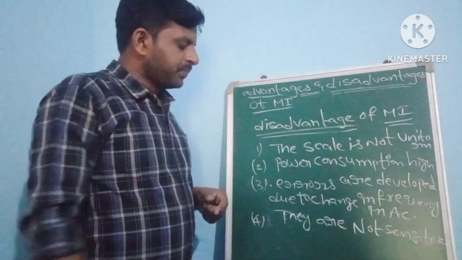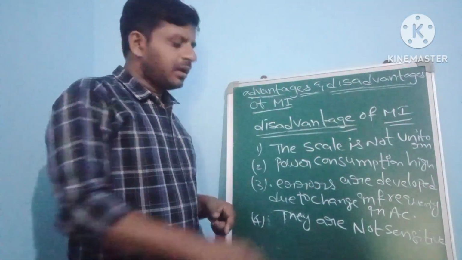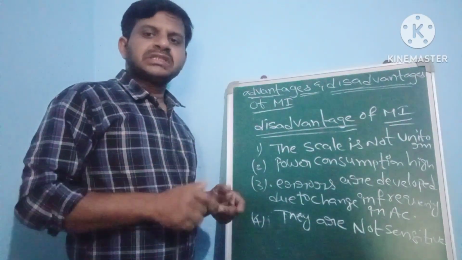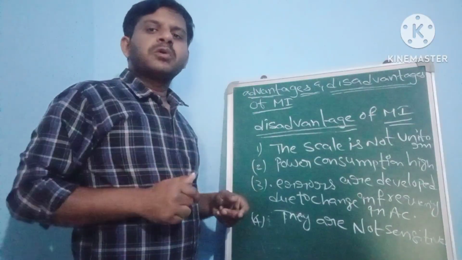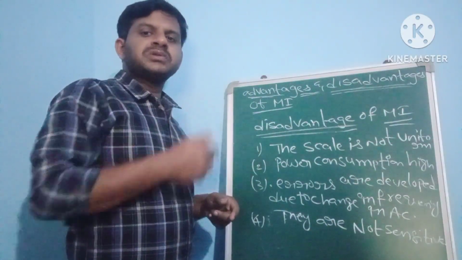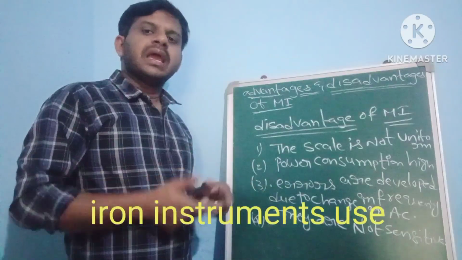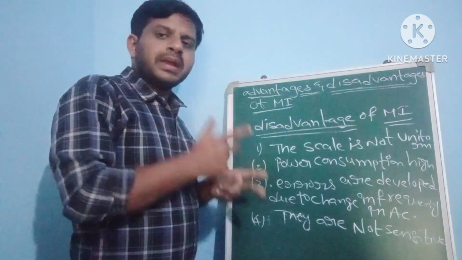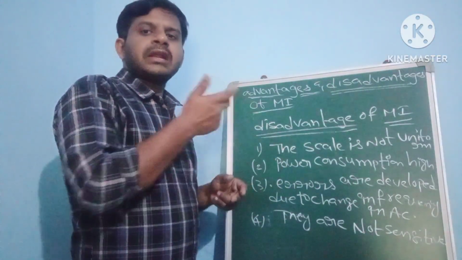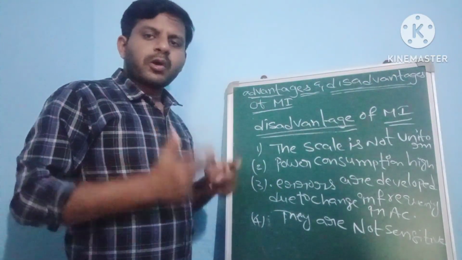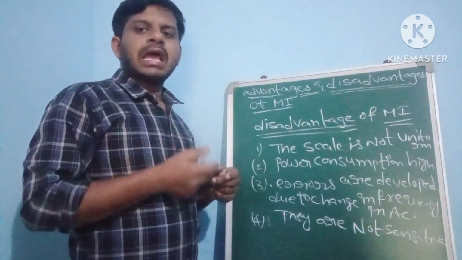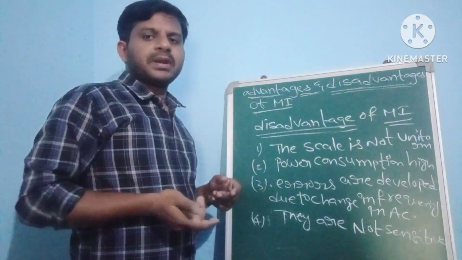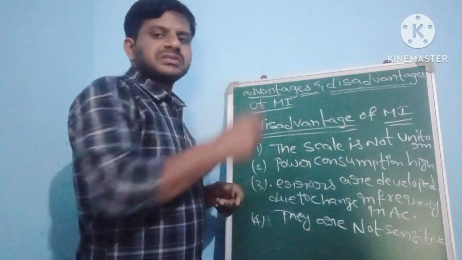The last one is that they are not sensitive. It means the lifetime of moving iron instruments is very short when compared to moving coil instruments, because in this we are using iron plates. So maintenance must take place quarterly, half yearly or annually for the iron plates mechanism. Otherwise, it causes a corrosion effect or some rust will form on the iron plates. As a result, the equipment does not work properly. So that is the meaning of not sensitive here.